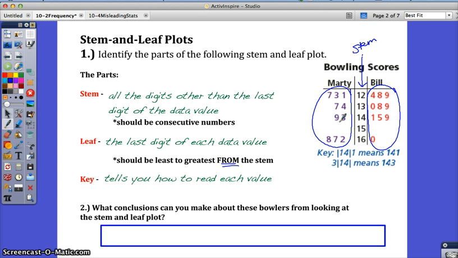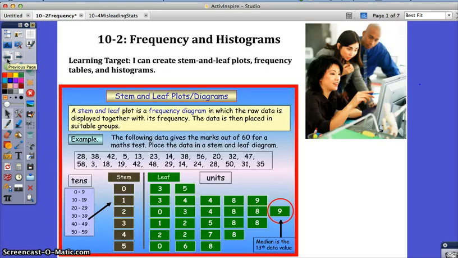They don't belong there. Also, if a data value repeats, you may see that repetition in the leaves. That is okay. So repetition is allowed in the leaves. However, in the stems, you would not have the repetition because you're only listing it once. The key then tells you how to read each value. So you're used to seeing stem and leaves like this. You've seen them before where you have one stem and you have all the leaves on the right side.